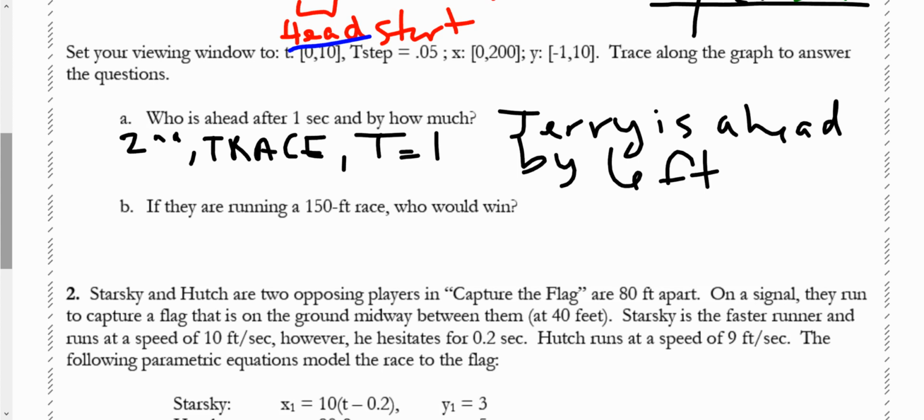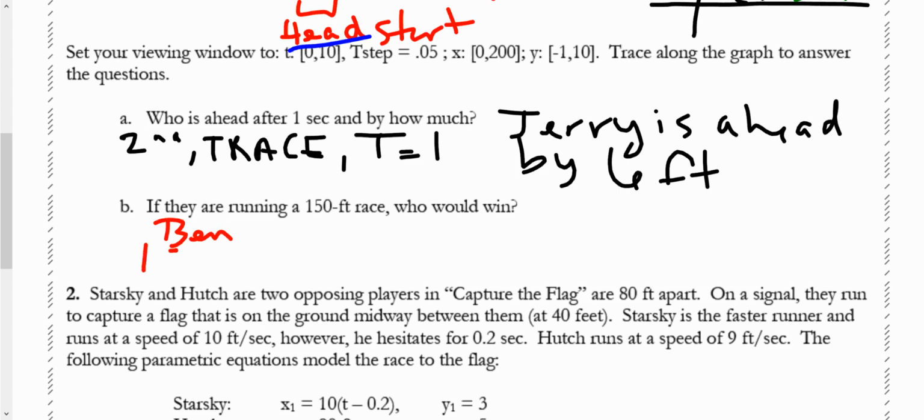It says if they are running a 150-foot race, who would win? Now you can use the trace function on your calculator if you'd like. I'm going to choose to do this algebraically as opposed to graphically, but really it's up to you what you want to do there. So let's start with Ben.